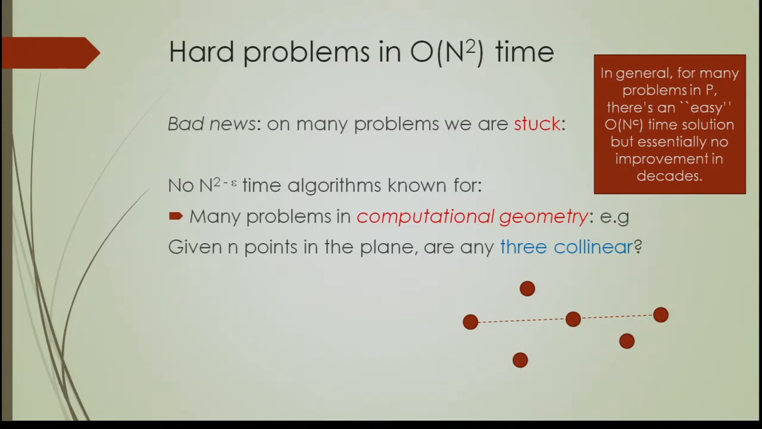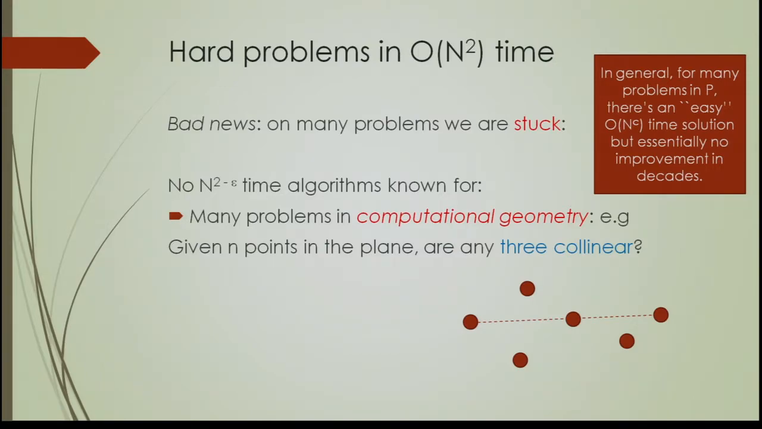Here's a problem in computational geometry. You're given n points in the plane, and I want to know if any 3 of them lie on a line. In other words, are these points in general position? Whenever you want to solve a computational geometry problem, you probably want to first do this. And there is an n-squared time algorithm to solve this problem. For example, for every pair of points, you could compute the slope and the intercept. Then every line is defined by these 2 quantities, and you just have to find whether there's a collision, whether the 2 lines defined by 2 pairs of points are the same line. So you can do this.